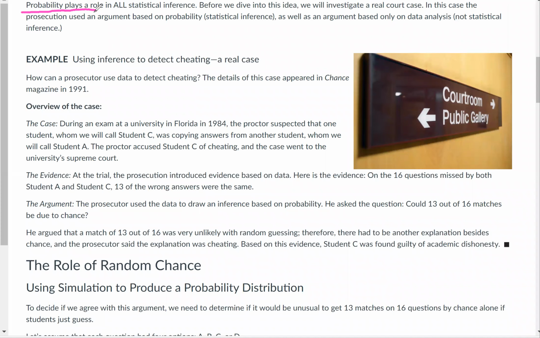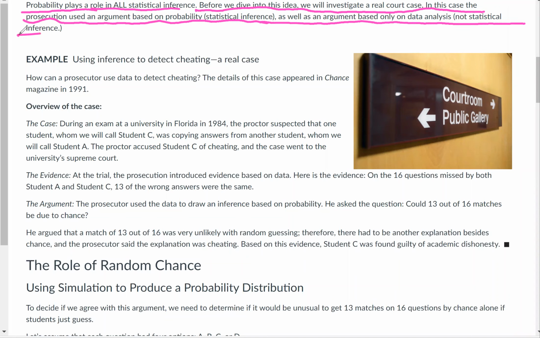Probability plays a role in all statistical inference. Before we dive into this idea, let's investigate a real court case. In the case that's outlined below, the prosecution used an argument based on probability, statistical inference, as well as an argument based only on data analysis, not statistical inference.